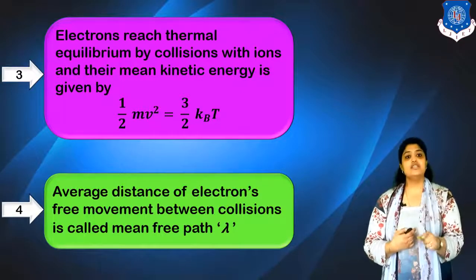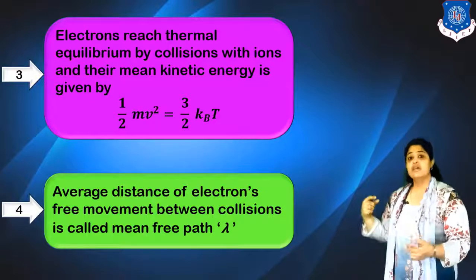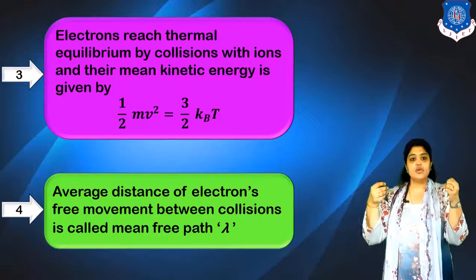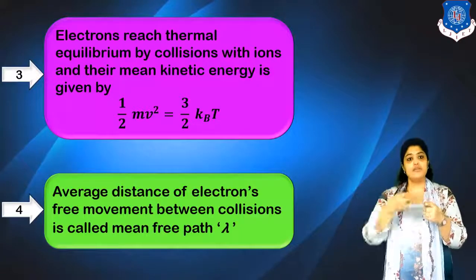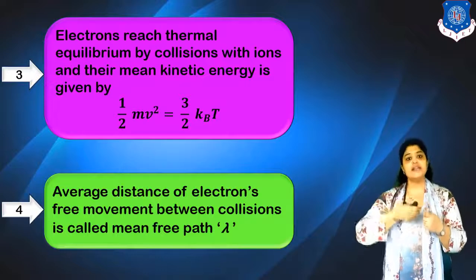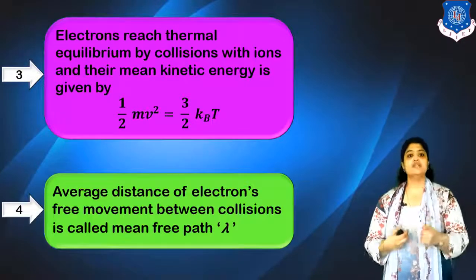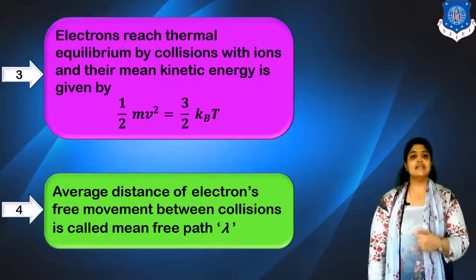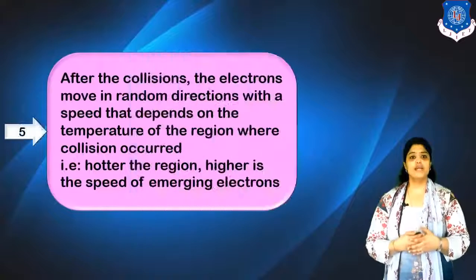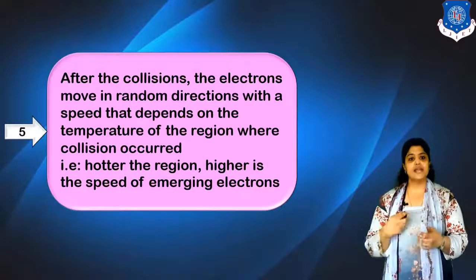Again, this is a definition which was discussed in the chapter Electronic Materials. Here you can say that, suppose there are two atoms, two electrons which are colliding. So they collide and they move. So the total distance they travel after the collisions, if the average of this distance is taken, we get the mean free path lambda.